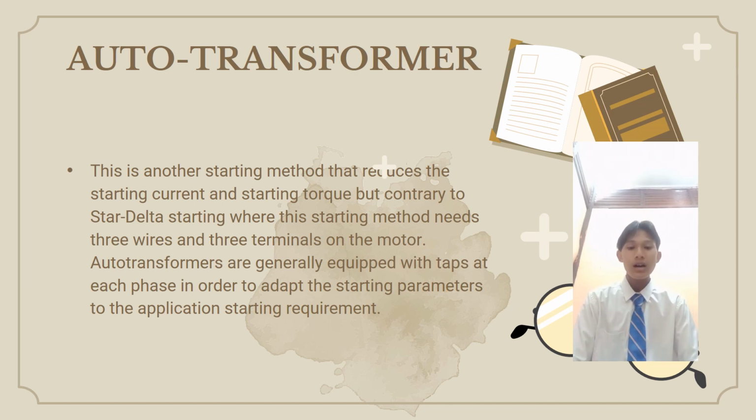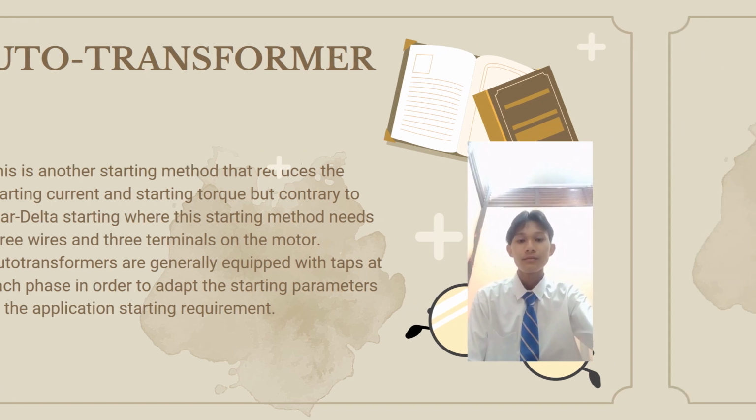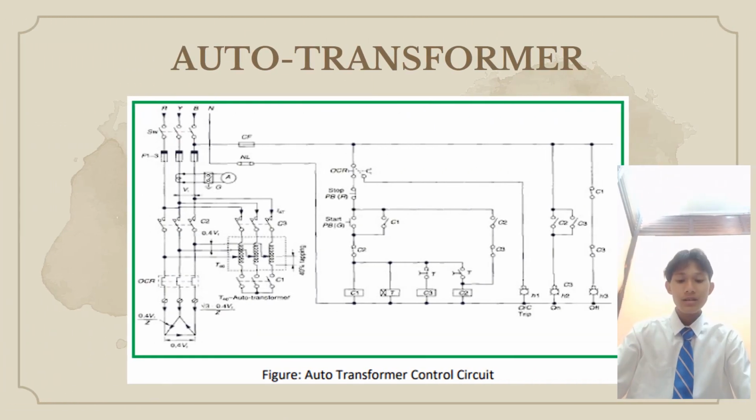Auto transformers are generally equipped with taps at each phase in order to adapt the starting parameters to the application starting requirement. So this is the auto transformer control circuit.